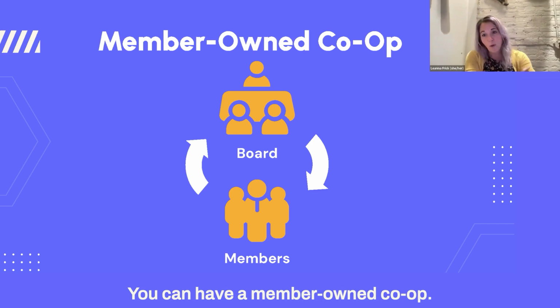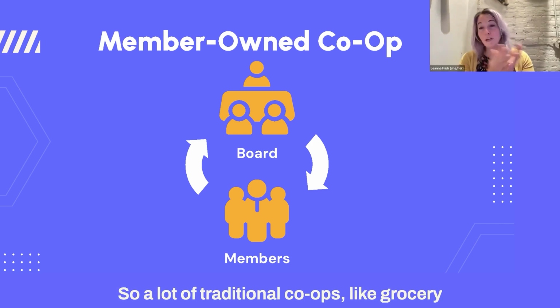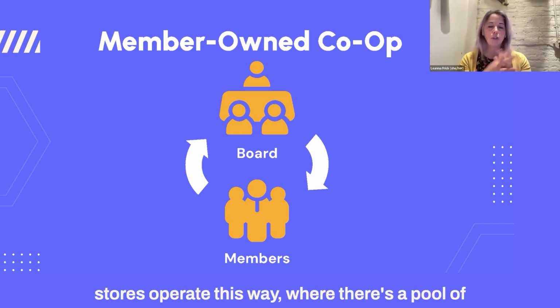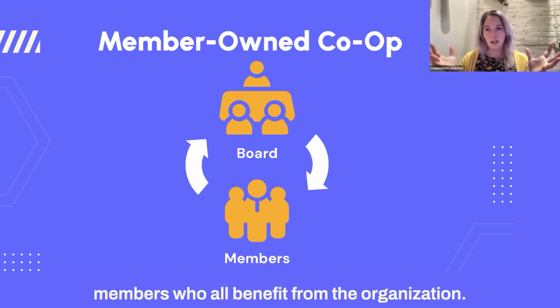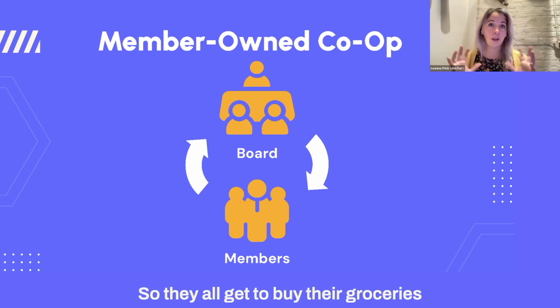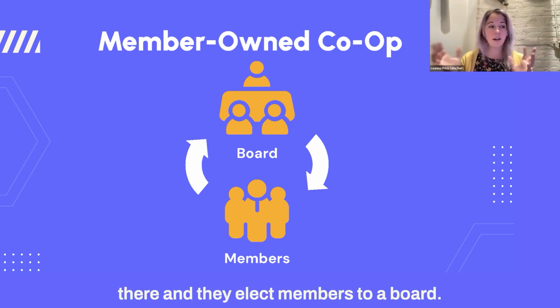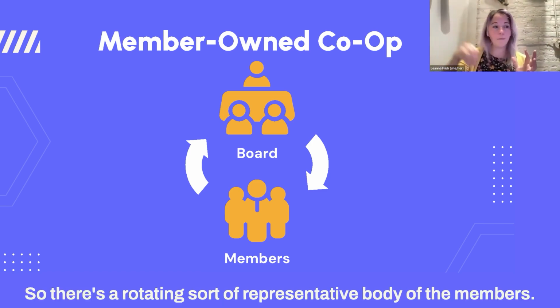You can have a member-owned co-op. So a lot of traditional co-ops like grocery stores operate this way, where there's a pool of members who all benefit from the organization. So they all get to buy their groceries there, and they elect members to a board. So there's a rotating sort of representative body of the members.